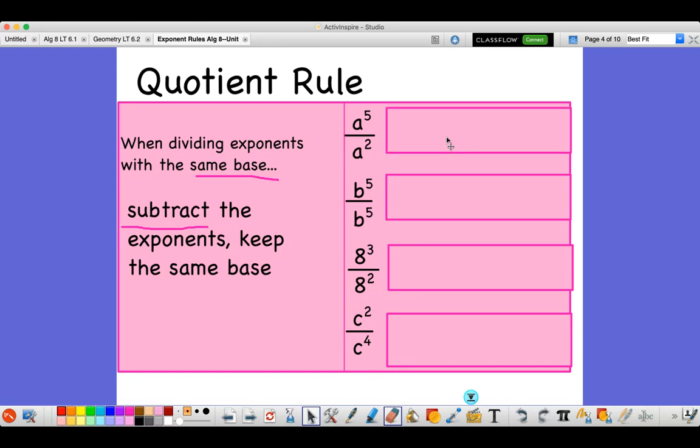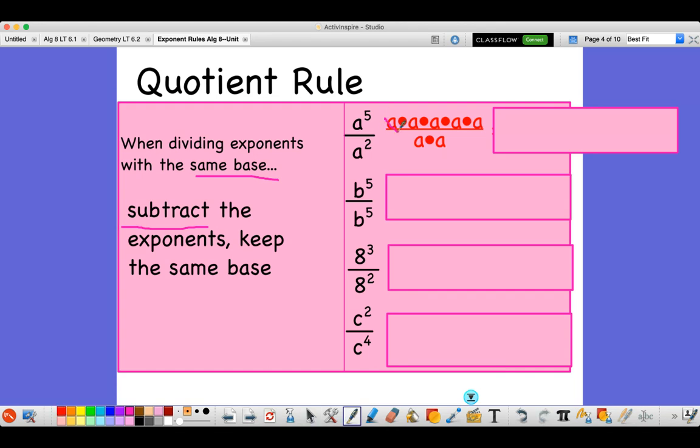So looking at my numerator, I'm going to have 5 a's. My denominator, I have 2. That's what the exponent tells me. And then what I can do is start crossing those off. If it's the same on the top and the bottom, then I can eliminate those. So those 2 a's eliminate each other. These 2 a's eliminate each other, and I'm left with 3. So a to the third power is what I have remaining. I could also get that 3, that third power, by doing 5 minus 2.